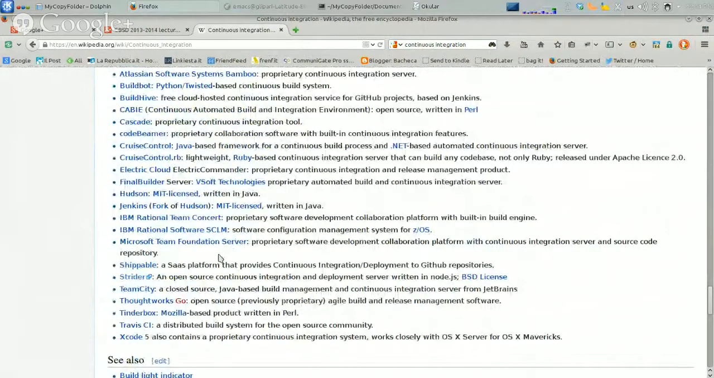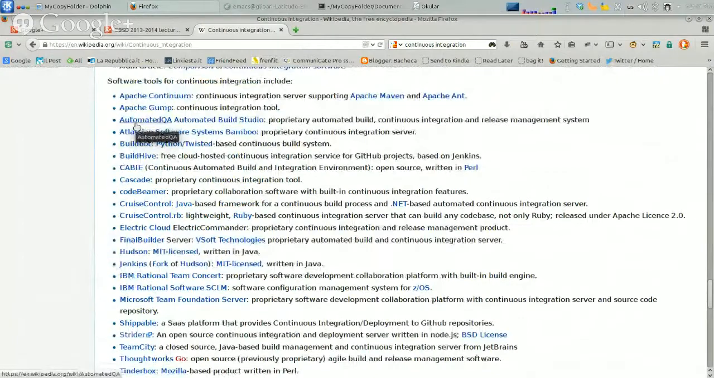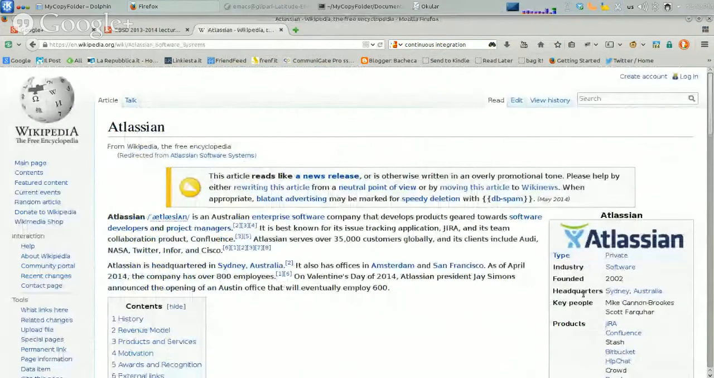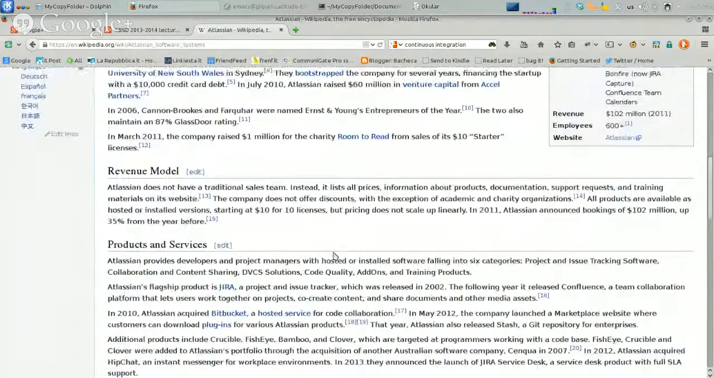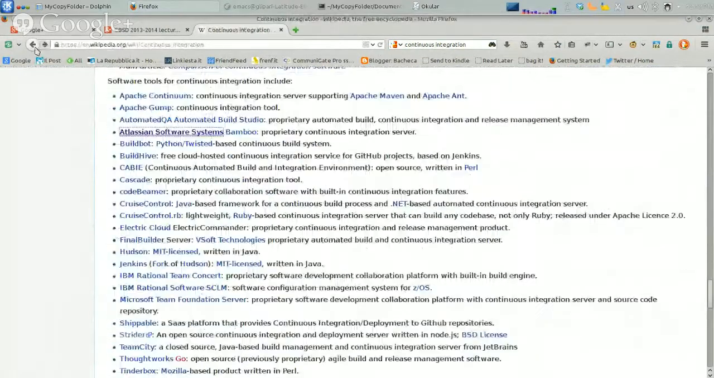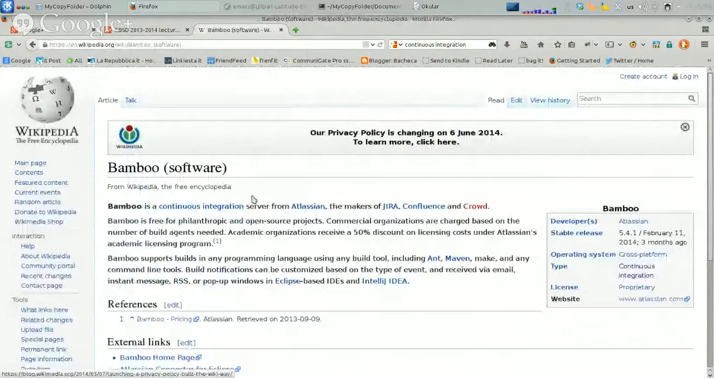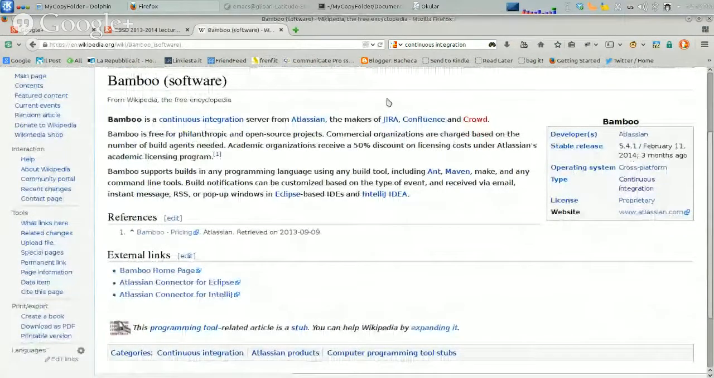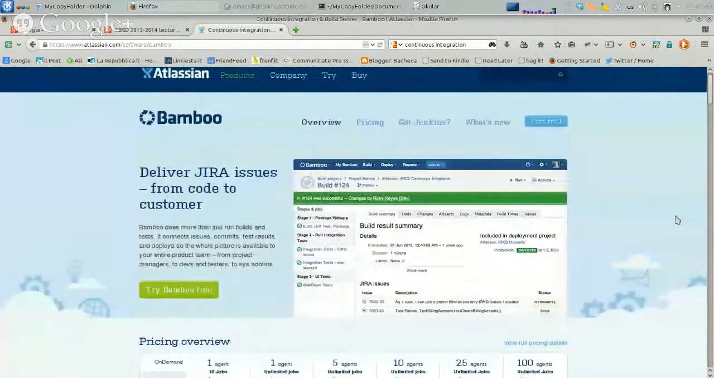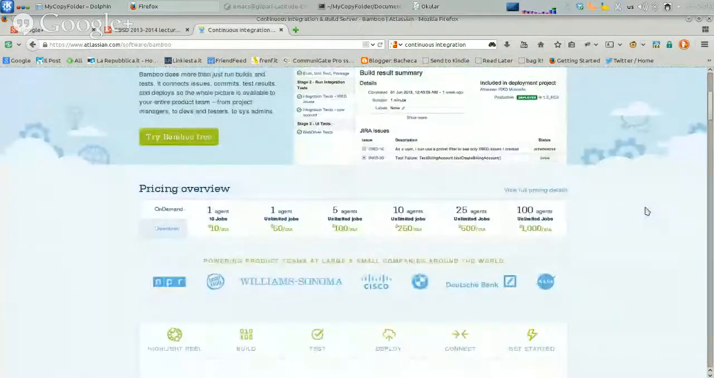So big companies, everybody has their own way of doing continuous integration: Microsoft, IBM, of course, and then there are independent companies. For example, Atlassian is the one that also provides you with the Bitbucket free Git repository, and it's a company, so it also provides commercial tools, and one of these is Bamboo, which is based on Eclipse. So Bamboo is a continuous integration tool based on Eclipse.